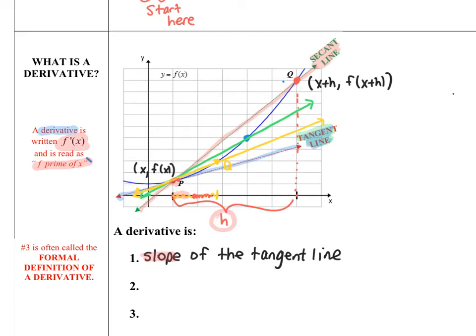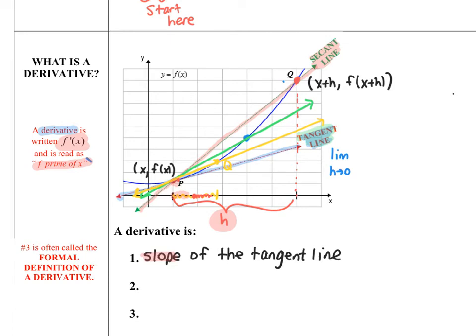So the h, the distance between P and Q, is going to be approaching 0. So I've got a limit as h approaches 0, and all that is saying is that point Q is getting closer and closer to P. h is that distance between them. And the rest of this is just going to be my slope formula.